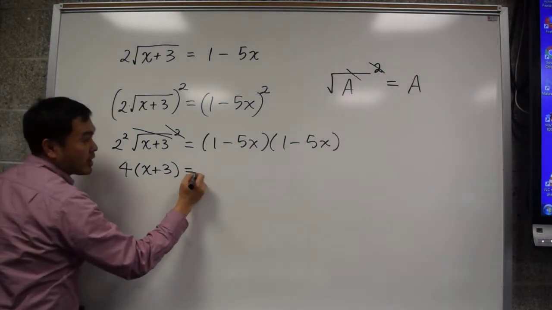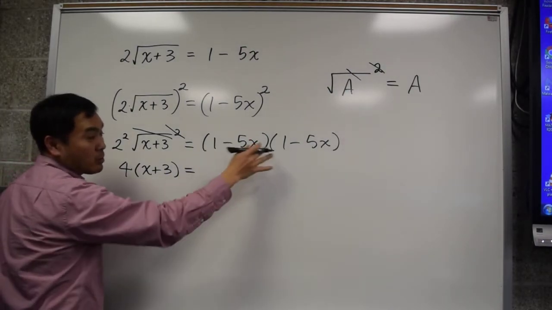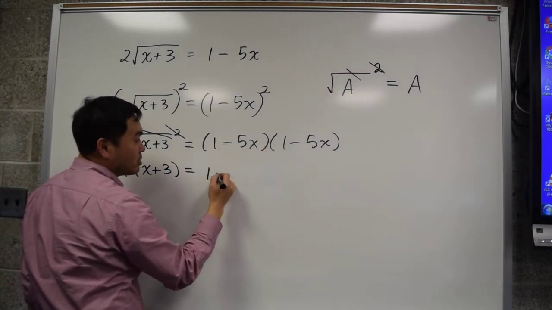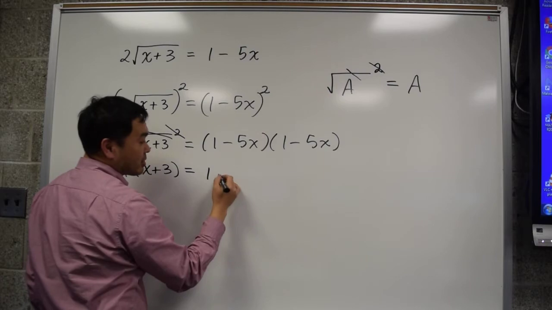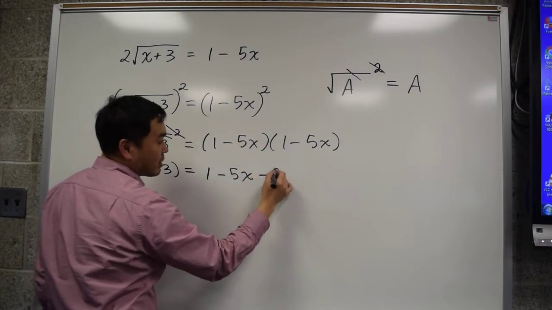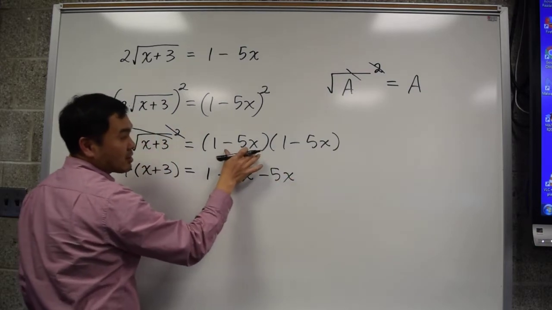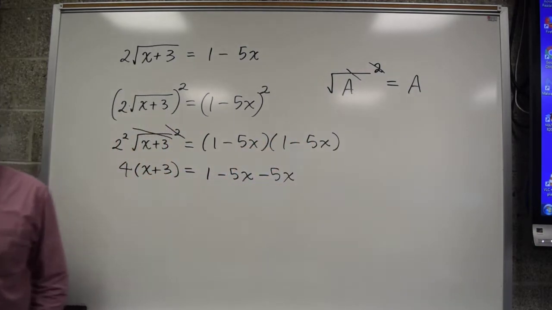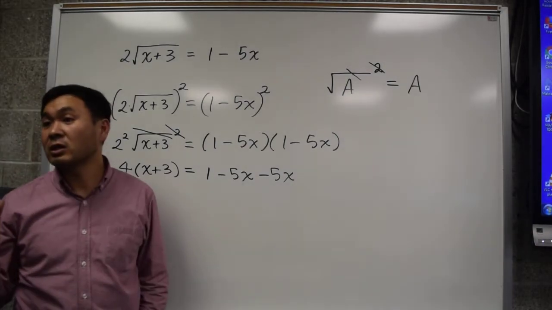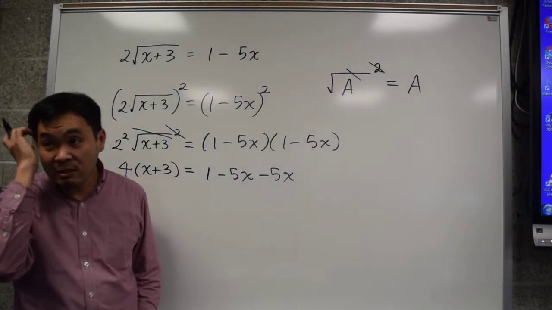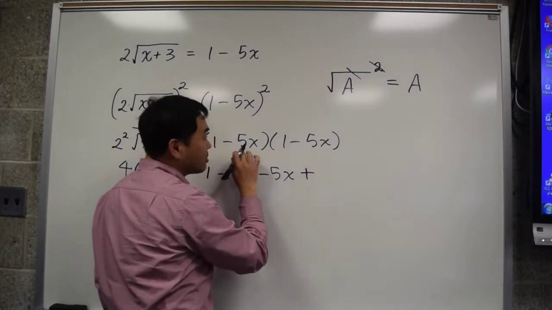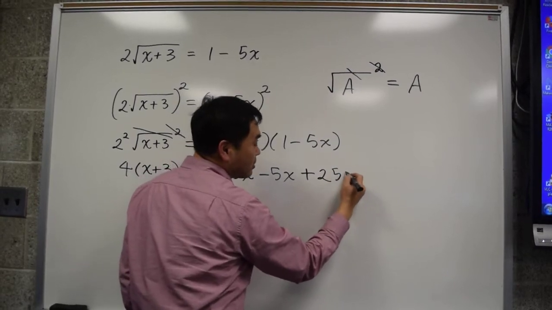On the right side, let's see. You know how to expand this. It's FOIL, right? First, 1 times 1 is 1. 1 times negative 5x is negative 5x. Negative 5x times 1 is negative 5x. And then negative 5x times negative 5x. What's negative times negative? Positive. 5 squared is 25. What's x times x? x squared, right? So you end up with plus 25x squared.